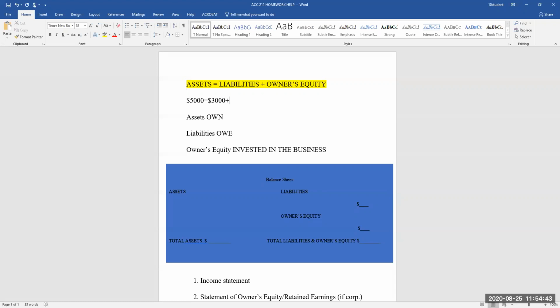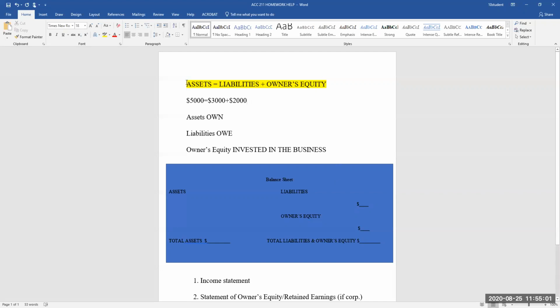The part that you have paid off, that $2,000, that is your equity in the car because it's how much money you've invested in that car. So hopefully that makes a little bit of sense.